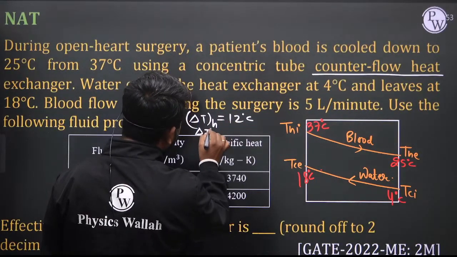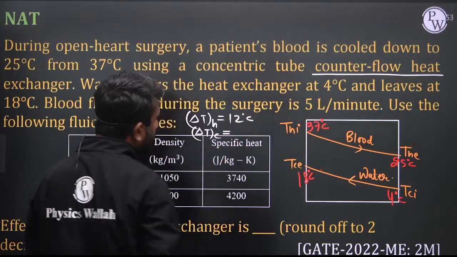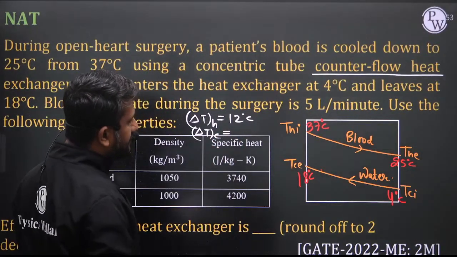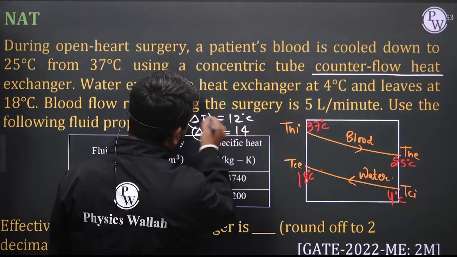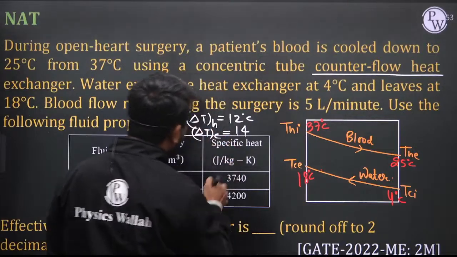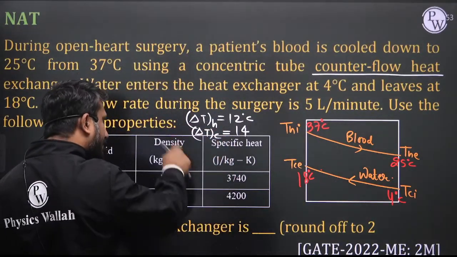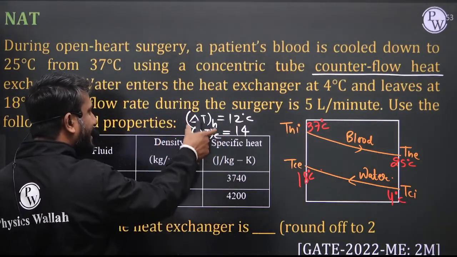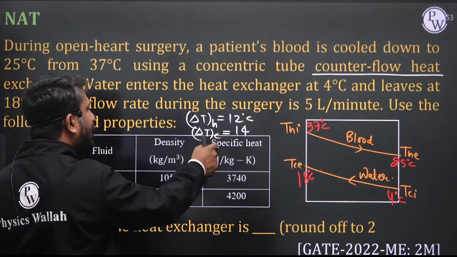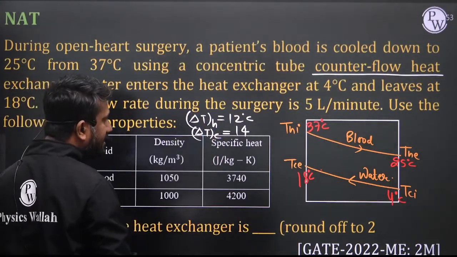If you consider delta T of cold fluid, this is 18 minus 4, so that is 14. So delta T of cold fluid is maximum. So definitely for the cold fluid, the heat capacity rate is minimum, right?